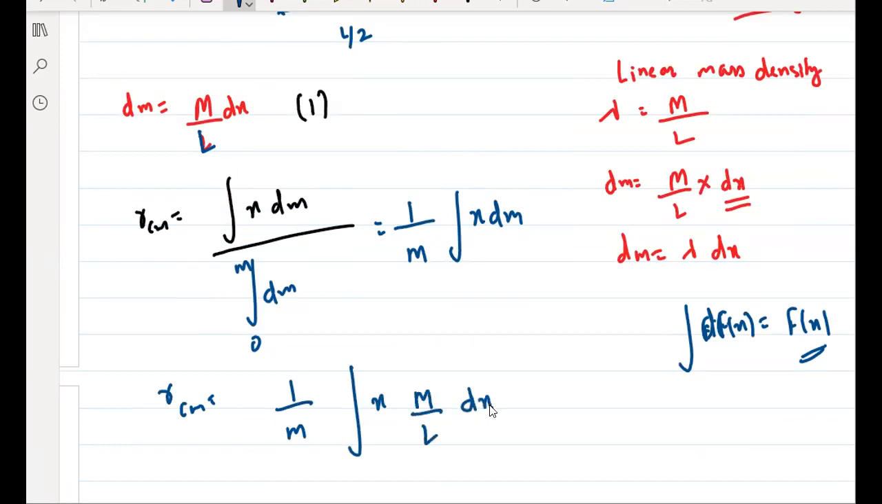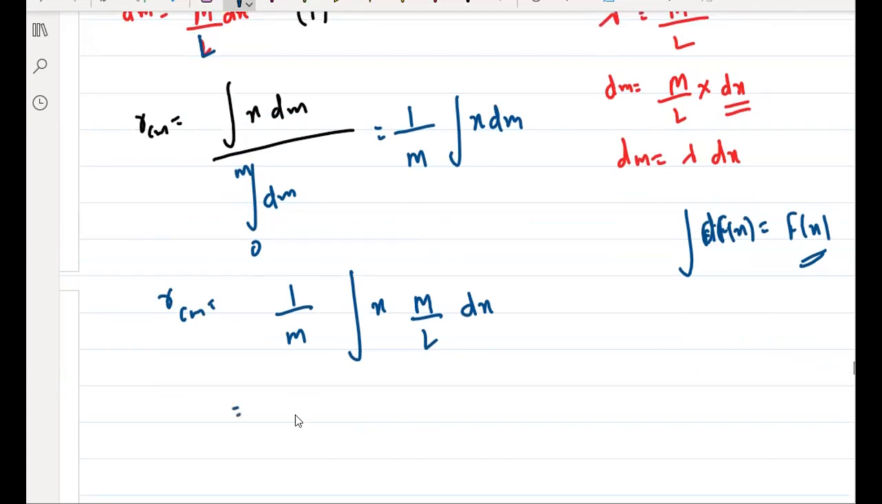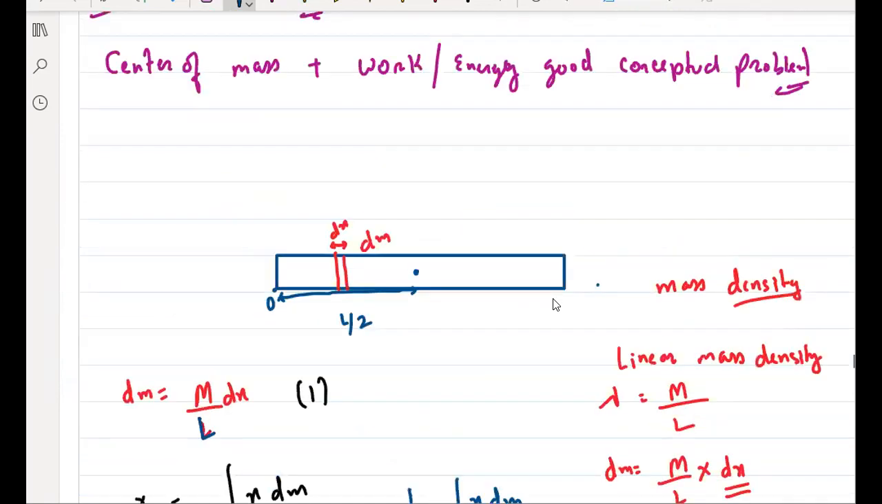I hope all of you are clear with this concept, right? Okay. Now m by l is constant. So m by l constant, I will take it outside; it will come outside the integration. So m by l into integration of x dx. And from where to where? This is from 0 to here.